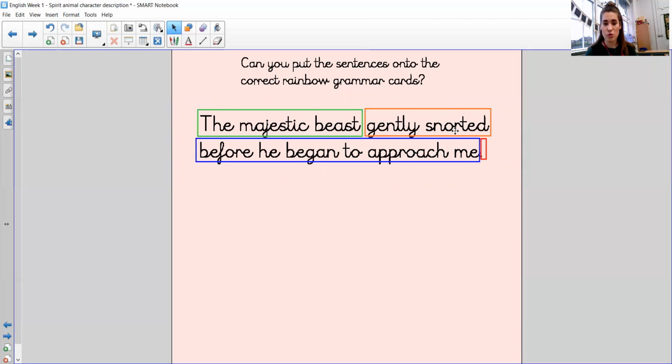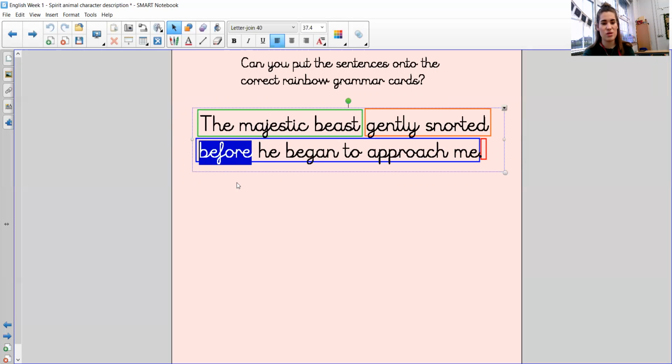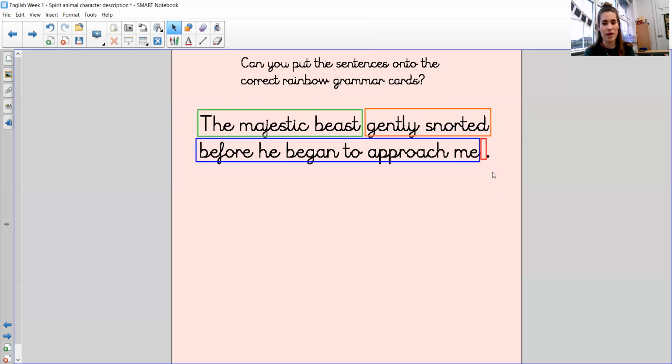I know it's a subordinate clause because it doesn't make sense on its own. Before he began to approach me isn't a sentence on its own, and it is introduced by a subordinating conjunction, which in this case is before. Finally, I've got my full stop at the end, which is stopping my sentence. Well done if you've got those in the right rainbow grammar colours.